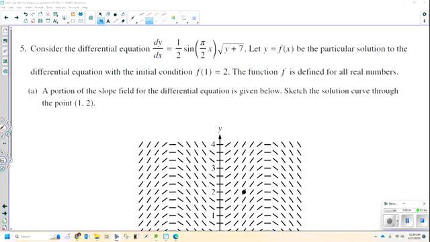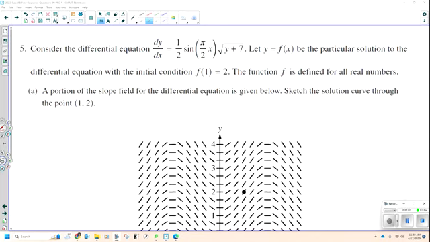Number 5 reads, consider the differential equation dy/dx equals 1/2 sine of pi over 2x times the square root of y plus 7. Let f of x be the particular solution to the differential equation with the initial condition f of 1 equals 2. The function f is defined for all real numbers. And 5a asks, a portion of the slope field for the differential equation is given below. Sketch the solution curve through point (1, 2).